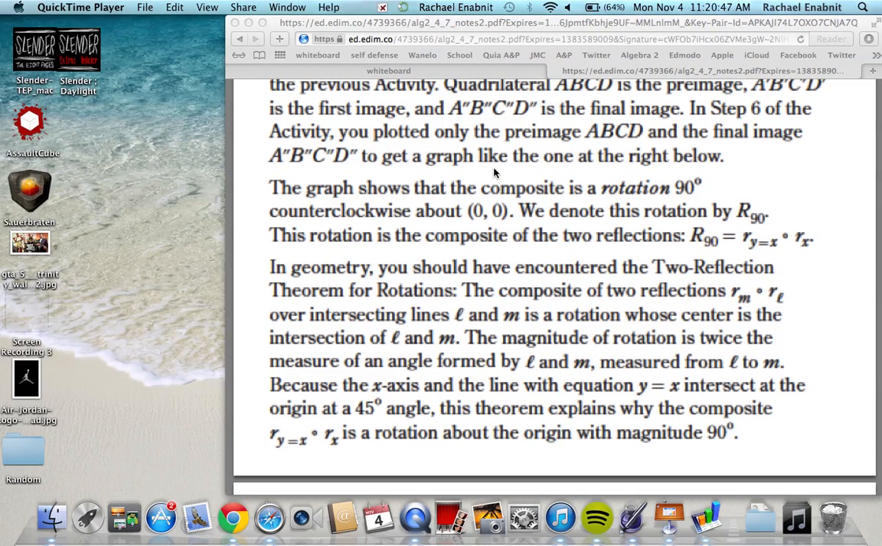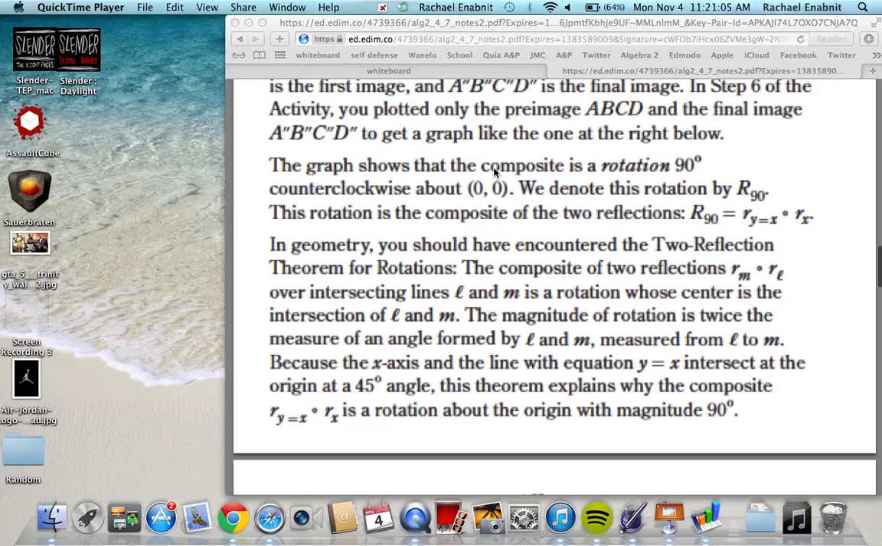The graph shows that the composite is a rotation of 90 degrees counterclockwise around the origin. We denote this rotation by R90. This rotation is the composite of the two reflections. R90 equals R y equals x following Rx.